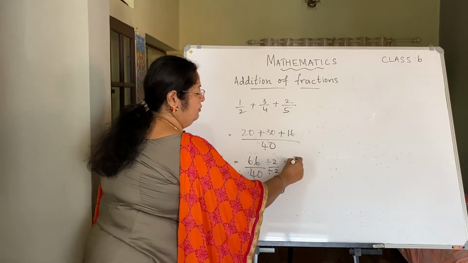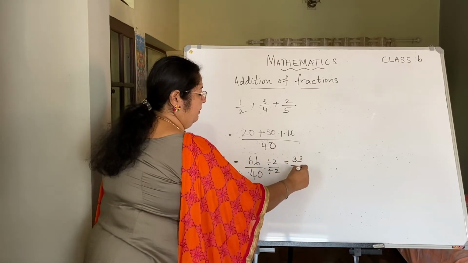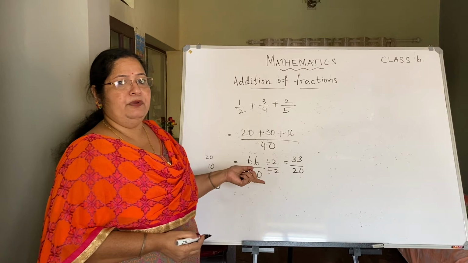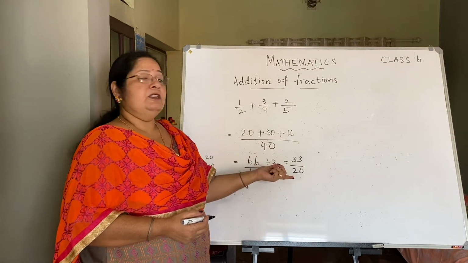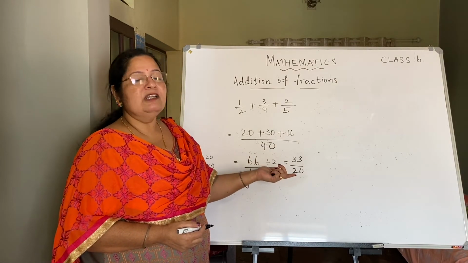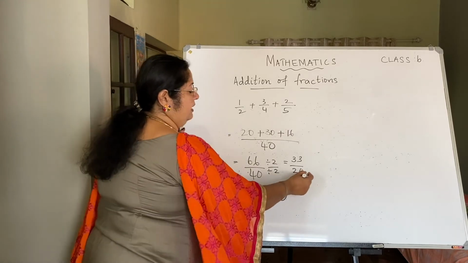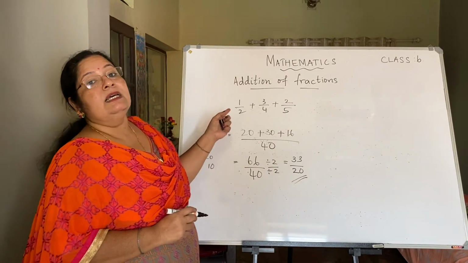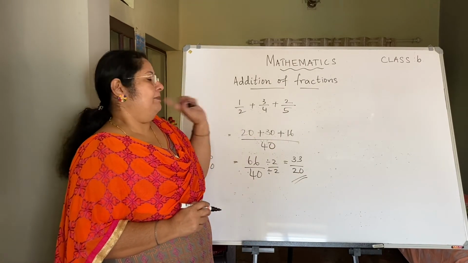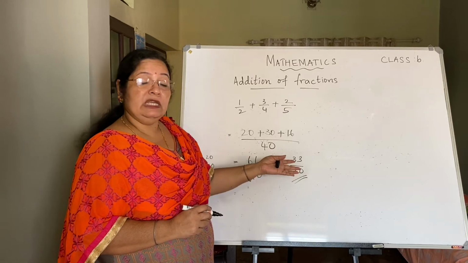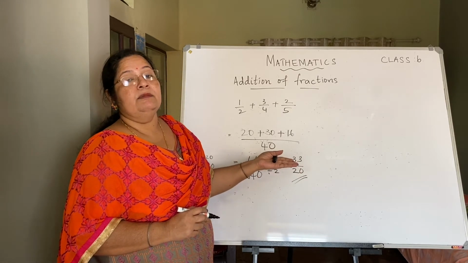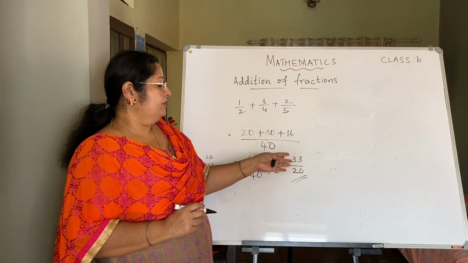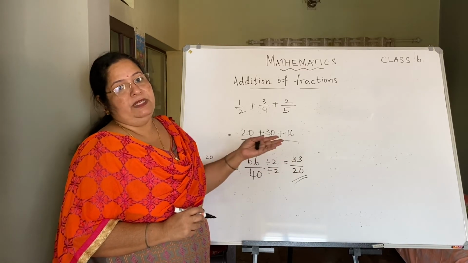66 divided by 2, 33. 40 divided by 2, 20. Further can you divide? If it is possible, you can divide. Here it is not possible. So 33 by 20 is the required sum. If you want, you can even change it to a mixed fraction, because this is an improper fraction.